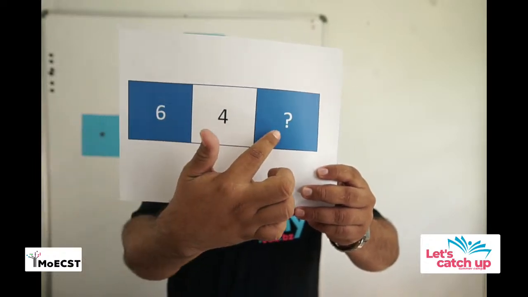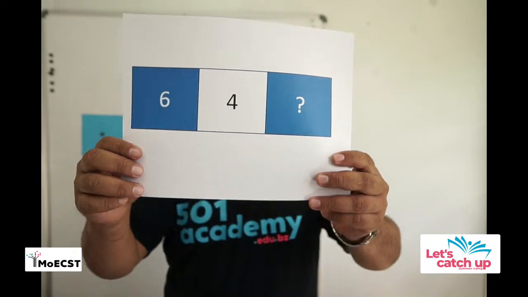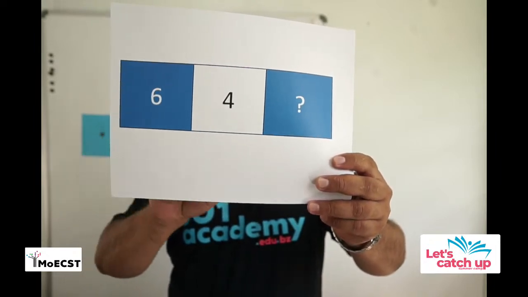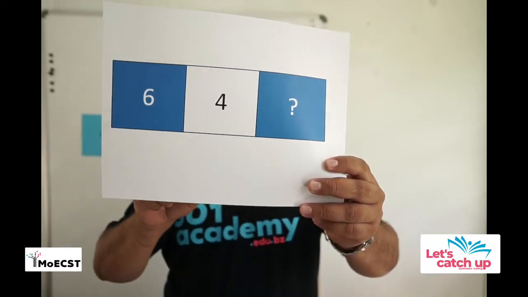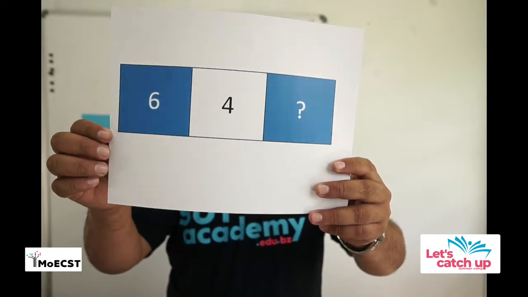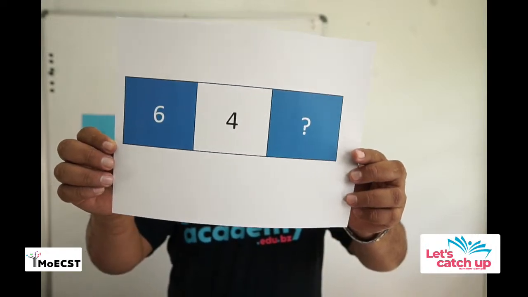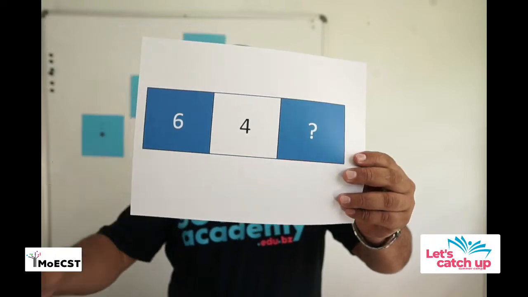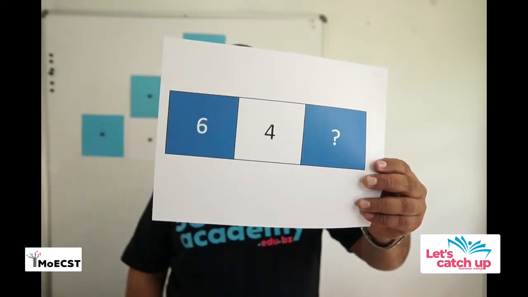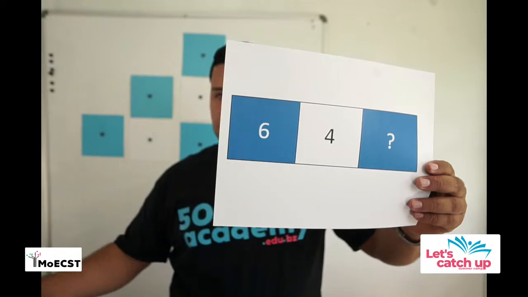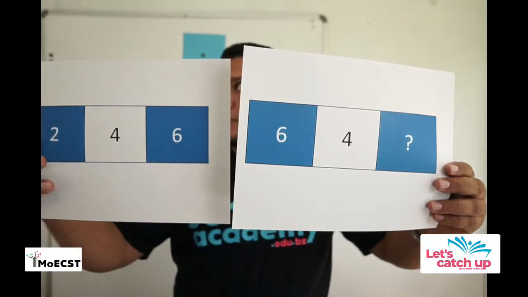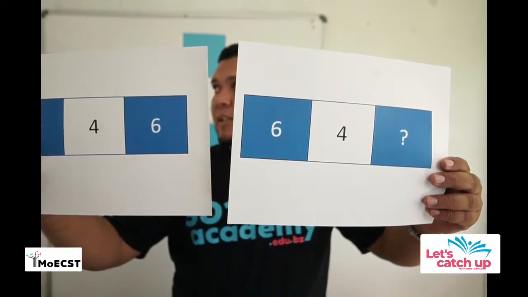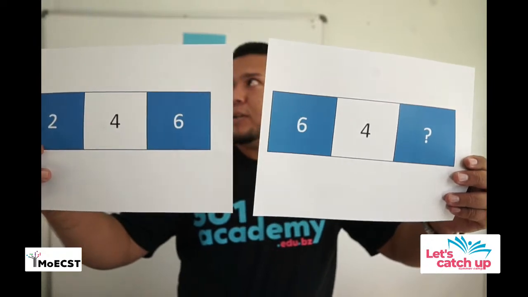6, 4. What type of pattern is this? Very good. This is a decreasing pattern. The numbers are getting smaller and smaller. So isn't this similar to the previous example? We had an increasing pattern, 2, 4, 6. And the decreasing pattern would be what?